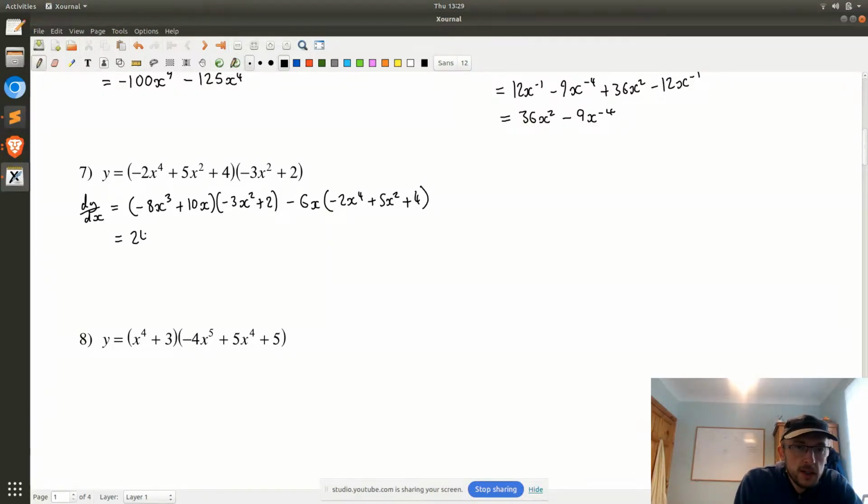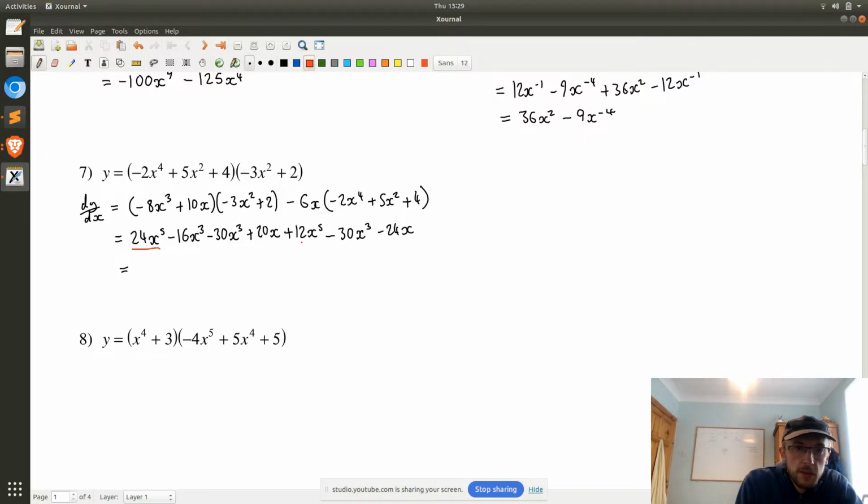So I'm going to get 24x to the 5 minus 16x cubed minus 30x cubed plus 20x. And then I'm going to get plus 12x to the 5 minus 30x cubed minus 24x. And now I shall bring everything together.